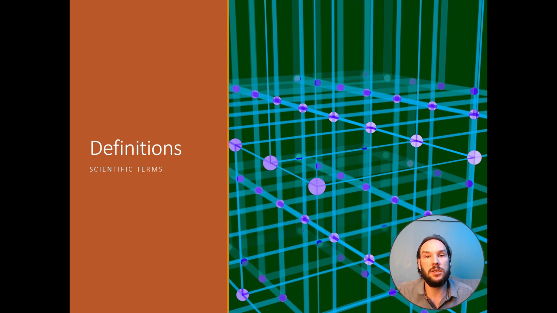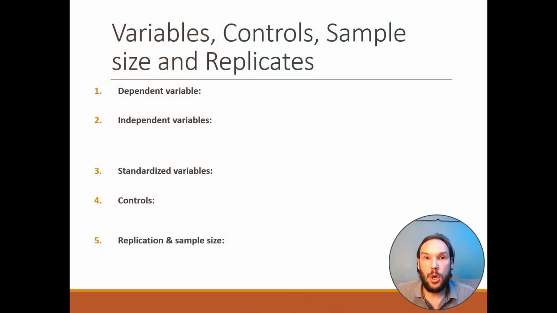So before we start into our application of the scientific method, there are specific scientific terms that are not only important to know, but are also handy in order to design correct and the most accurate experiments. So these are the variables that we're going to talk about: dependent variables, independent variables, standardized variables, controls, as well as replication and sample size.